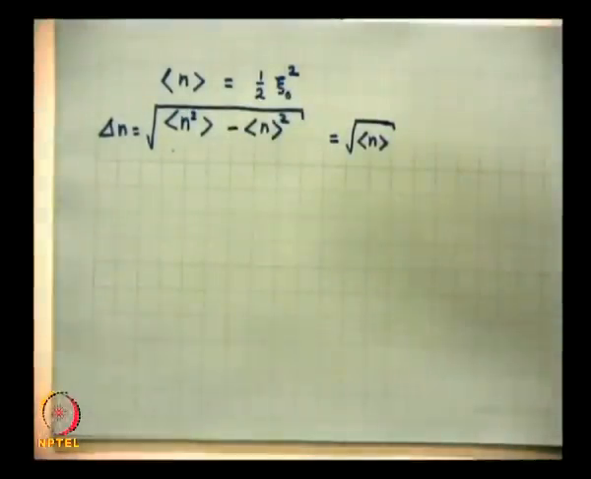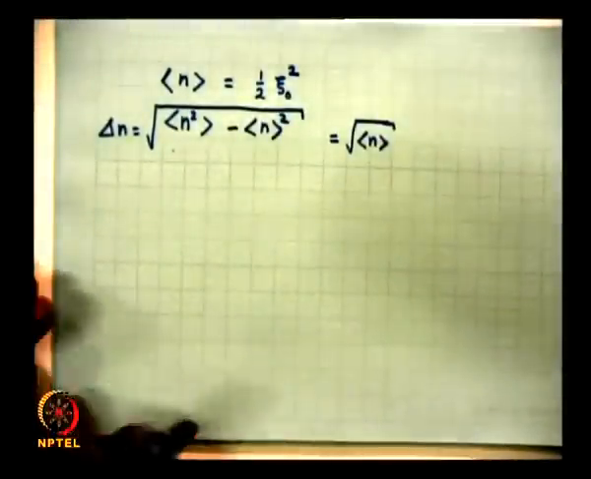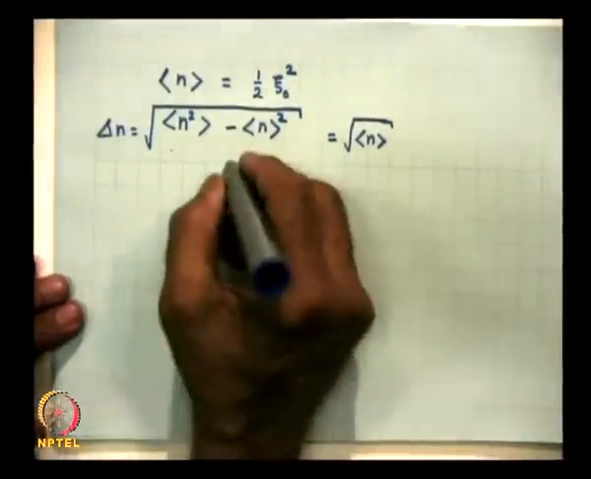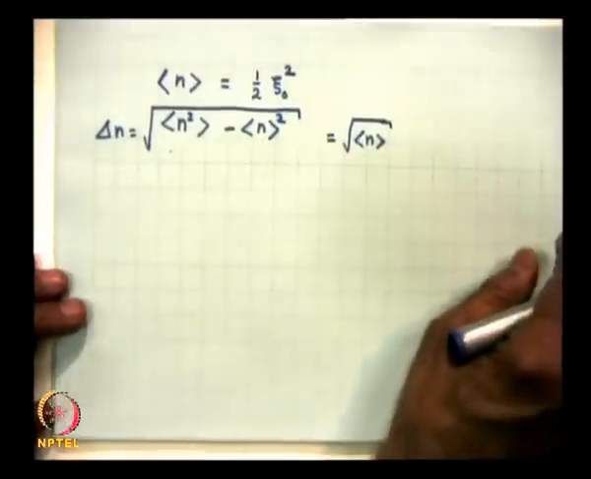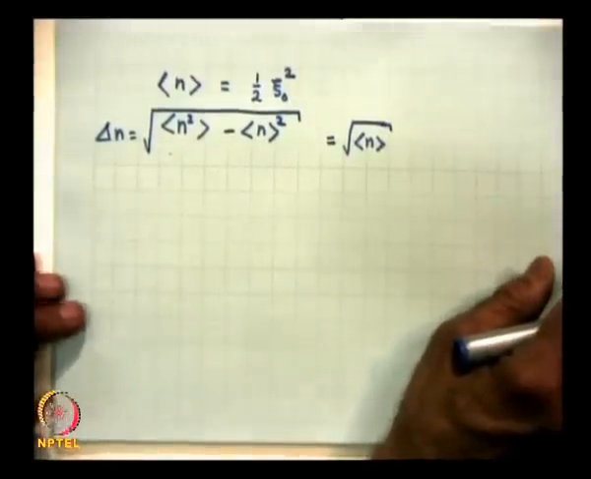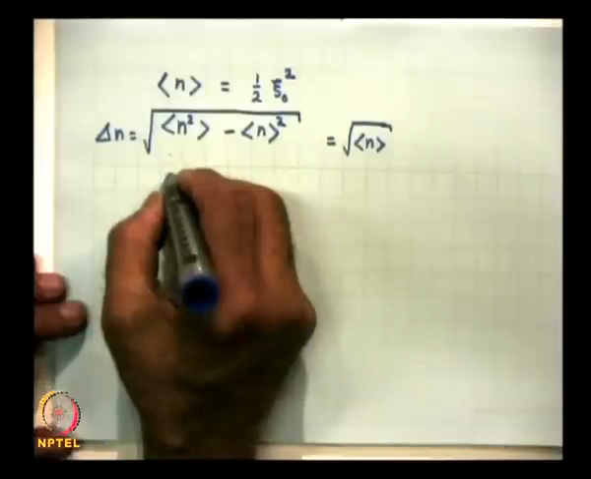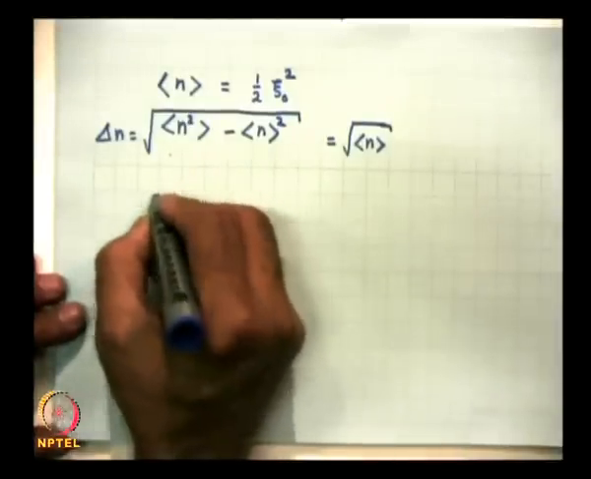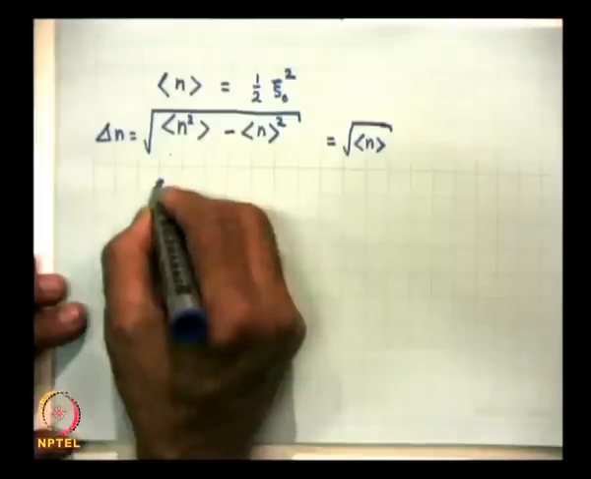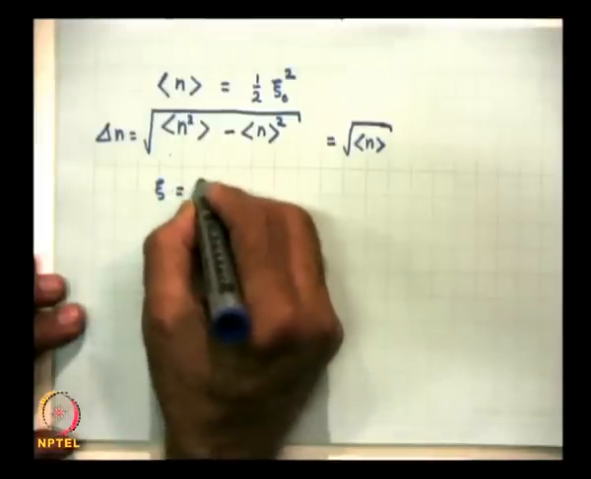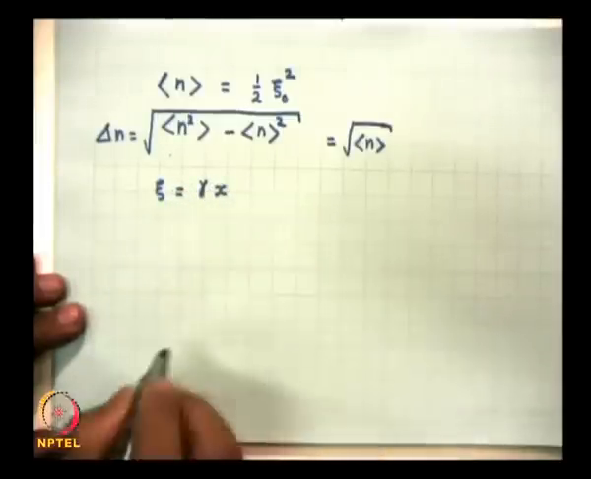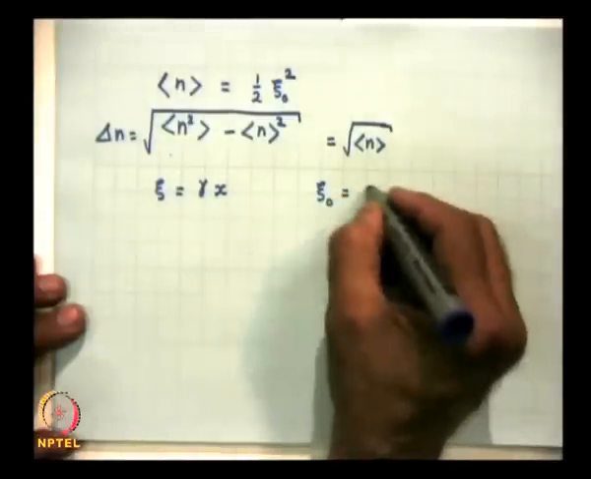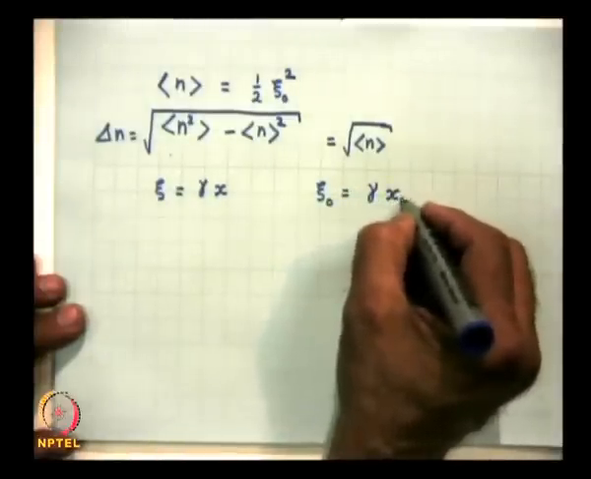Now, let me do some numerical examples. Let us suppose that xi naught, you will remember that xi is equal to gamma x, and so therefore, xi naught is equal to gamma of x naught.